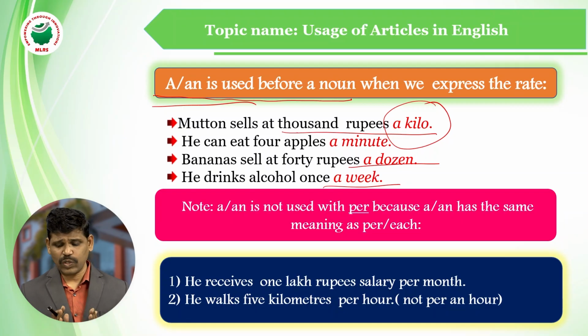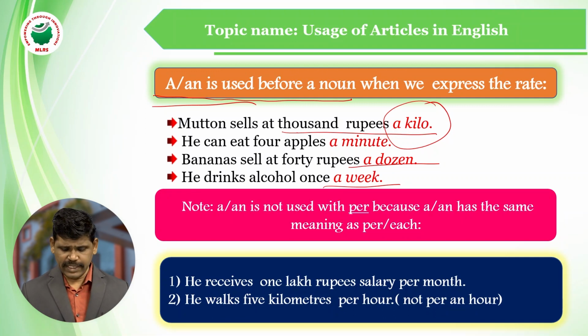So when we express the rate, quality, time, measure, definitely use a kilo, a minute, a dozen, a week. Please remember, don't say: he drinks alcohol once week, bananas sell 40 rupees dozen, he can eat 4 apples minute. Meaningless sentences. Mutton sells 1,000 rupees kilo. So you must use articles before these.